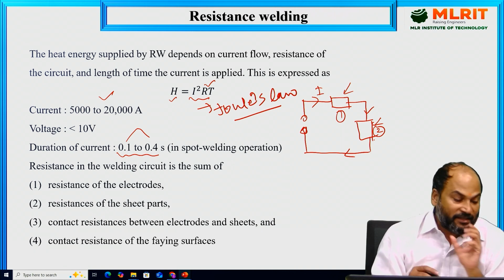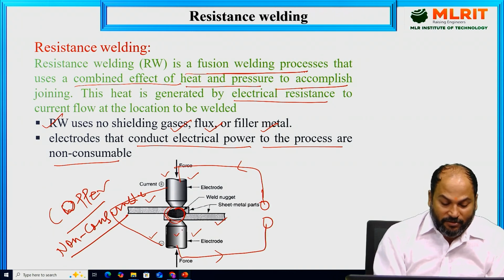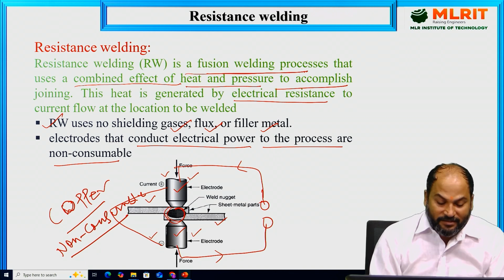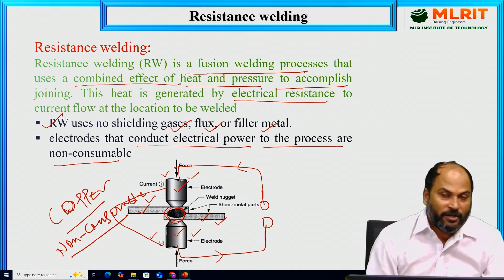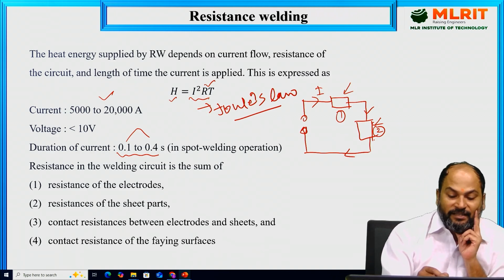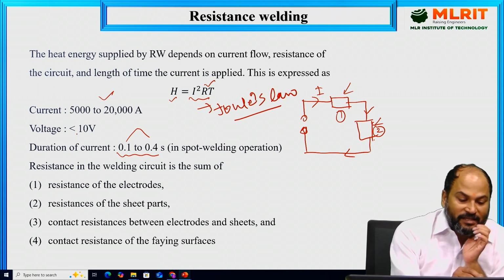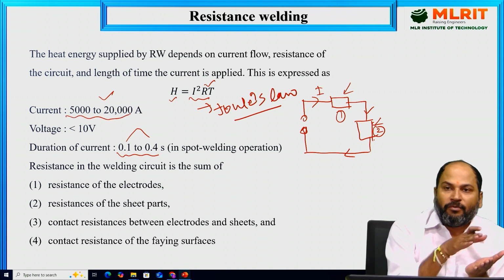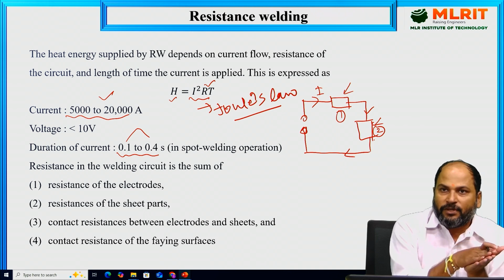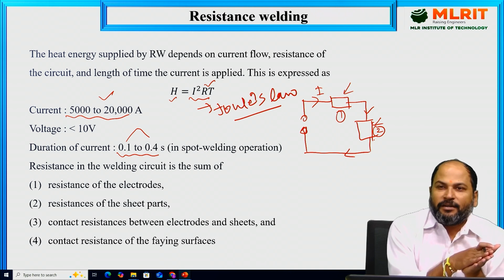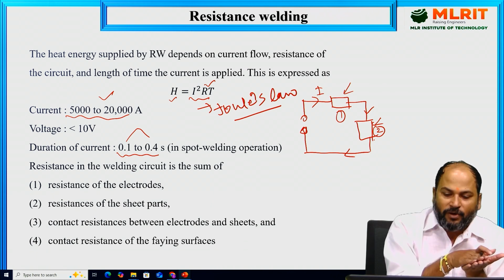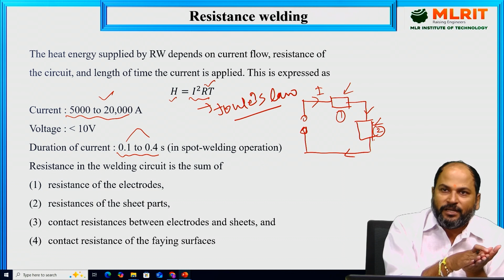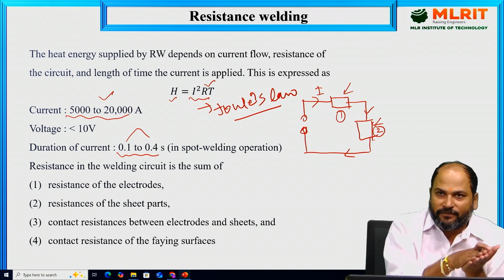What will be there in the resistance? Of course, the resistance of these two electrodes will be there. These two materials are in contact, so their resistance will be there because they are providing resistance to the current flow. So this is the range for current, resistance, and time. This range depends upon the thickness of the material that we are going to weld together and the nature of the material. Depending upon that, we decide how much force we apply, how much current value will be there, and for what time it will flow.